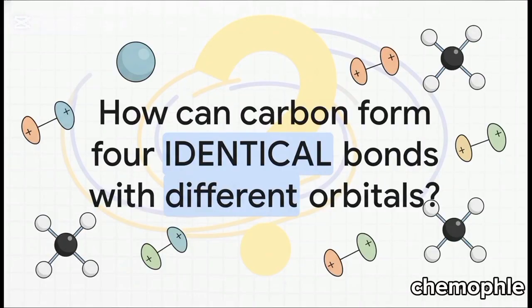Okay, let's just jump right into the big mystery. We all know carbon is famous for forming 4 bonds. But here's the catch. If you look at a carbon atom's standard toolkit of electron orbitals, they're not all the same shape or energy. So how in the world does it make 4 bonds that are perfectly identical? Like the ones in methane? I mean, that shouldn't be possible, right? This is the exact puzzle that we are going to solve.